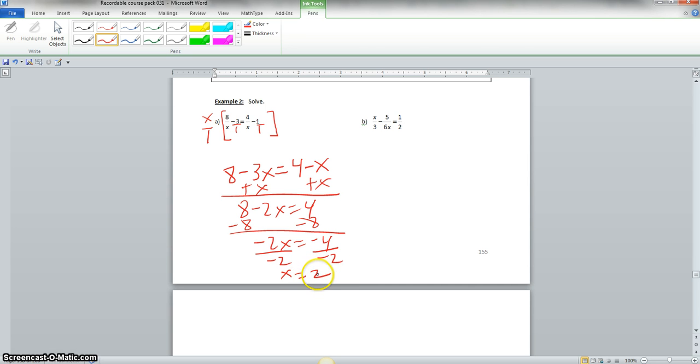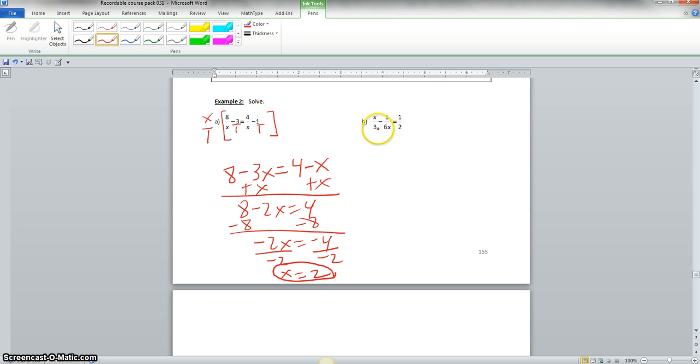Now, what we need to do with our solution here is go and see if this solution makes these original denominators equal 0. We know if we put in 2 here, this would just be 2 for the denominator. And if we put 2 here, it would just be 2 for the denominator. So this is not an extraneous solution.